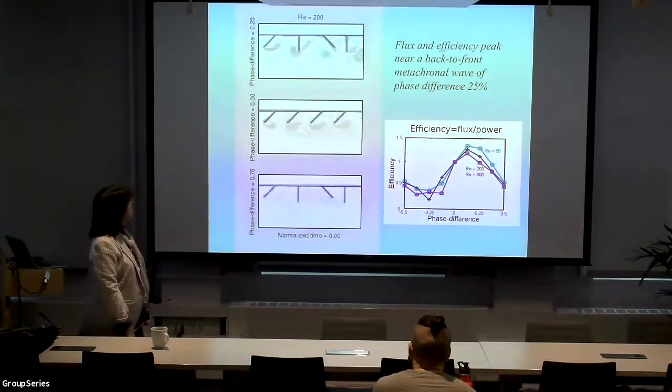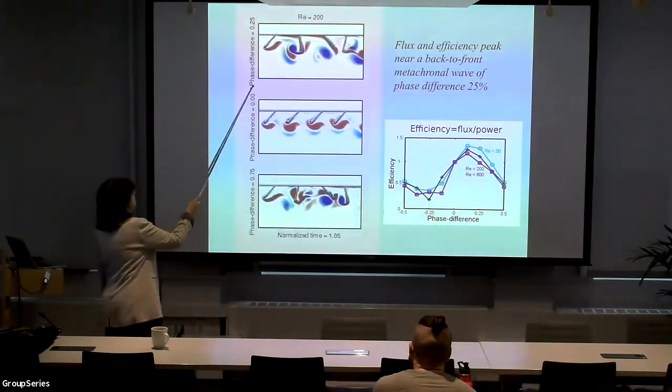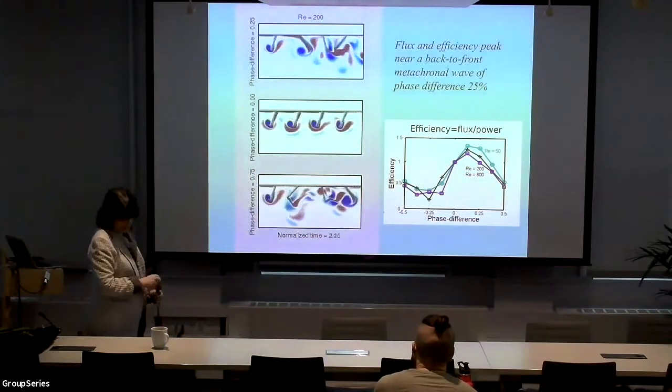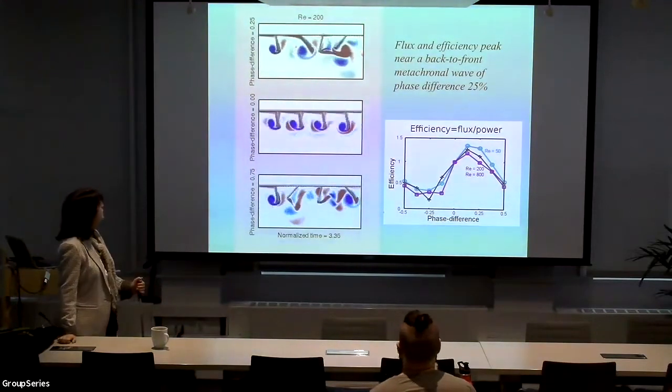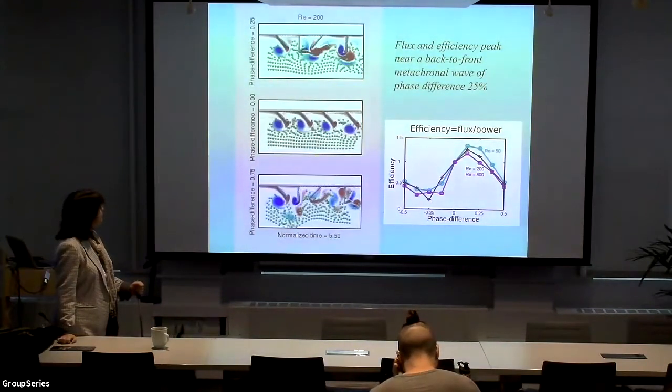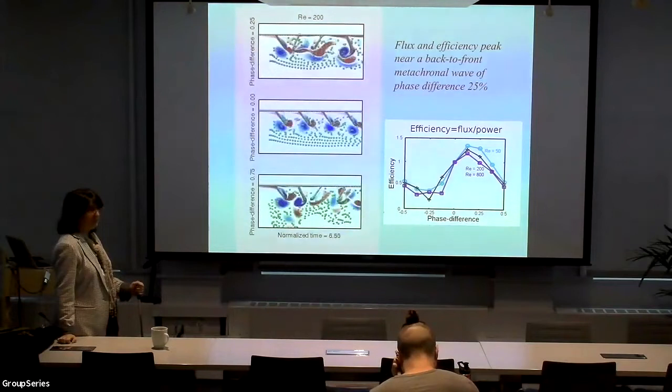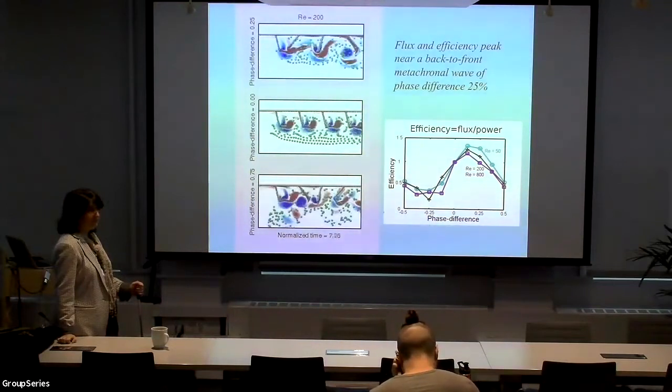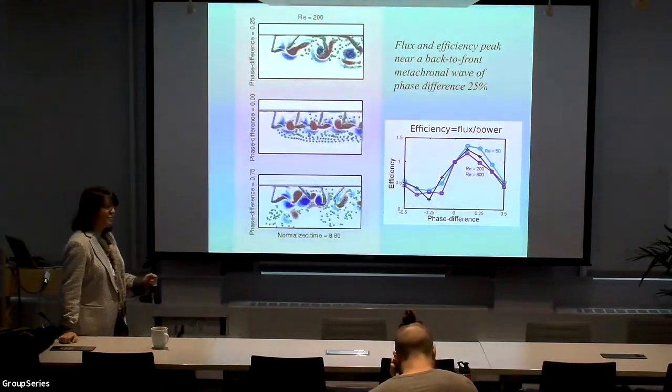And they saw that the arrangement of this particular phase shift in the metachronal wave gave rise to the most efficient pumping. But could you, when you said something about permeability, that was to mimic three-dimensional effects of flow going around? I'm not sure if it was three-dimensional effects.